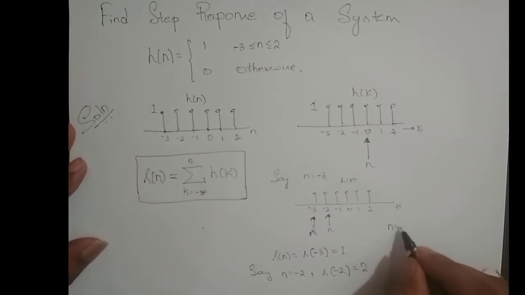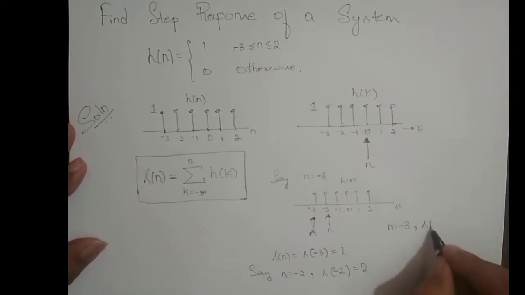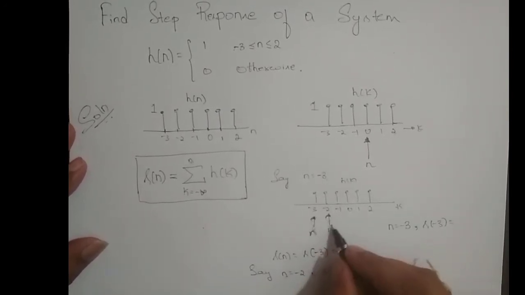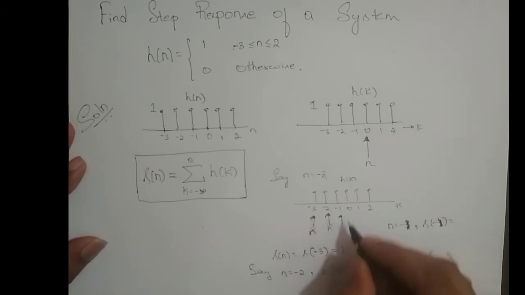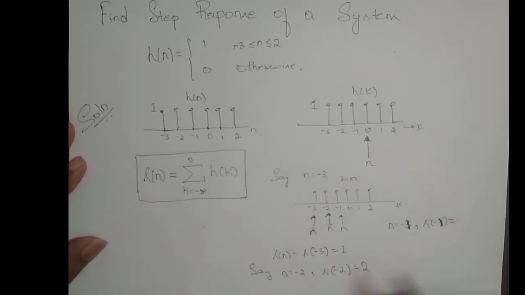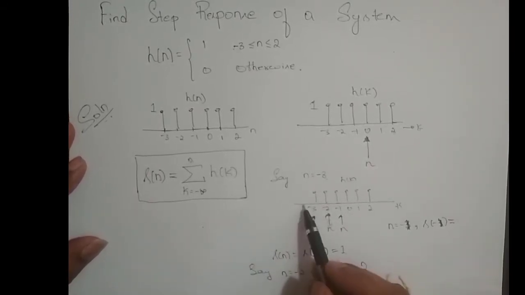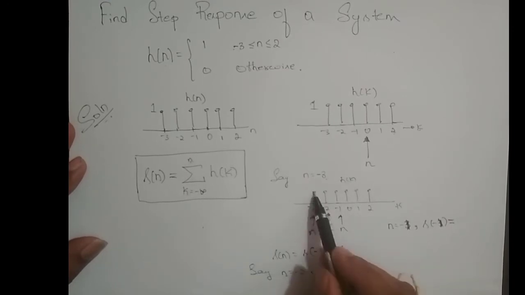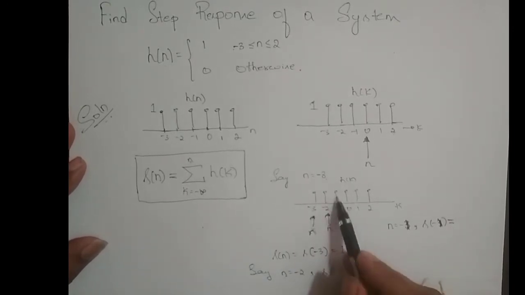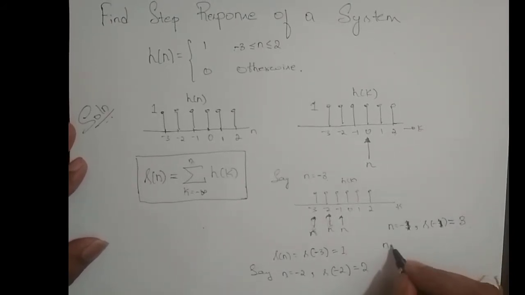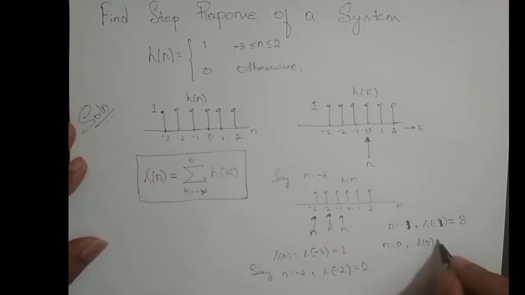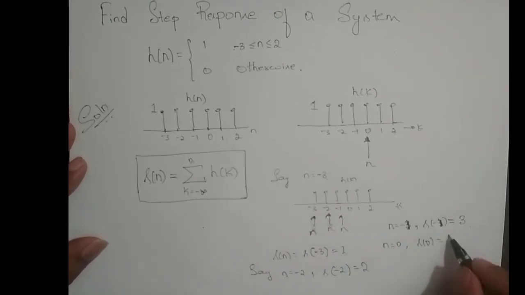Now n equal to -1, S of -1. What is the running sum? Till -4 it is 0, so -3 sample plus -2 sample plus -1 sample. So 1 plus 1 plus 1, which is 3. Say n equal to 0. What is S of 0? It is 1 plus 1 plus 1 plus 1, which is 4.